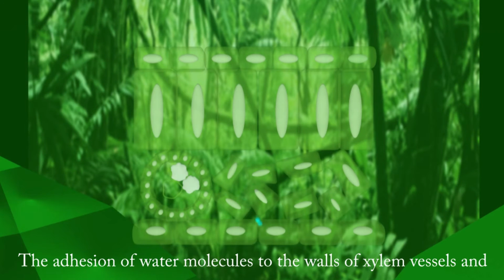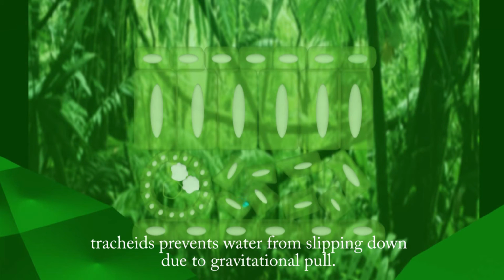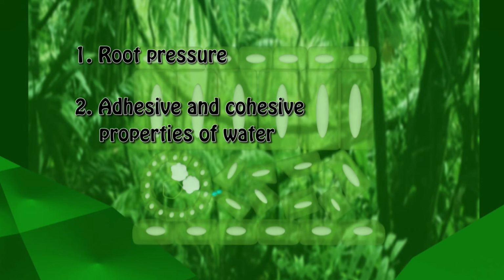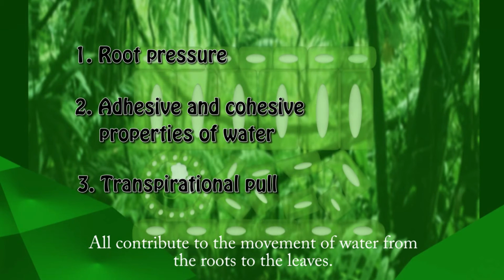The adhesion of water molecules to the walls of xylem vessels and tracheids prevents water from slipping down due to gravitational pull. Root pressure, the adhesive and cohesive properties of water, and the transpirational pull all contribute to the movement of water from the roots to the leaves.